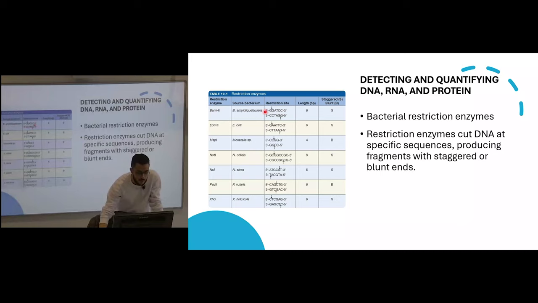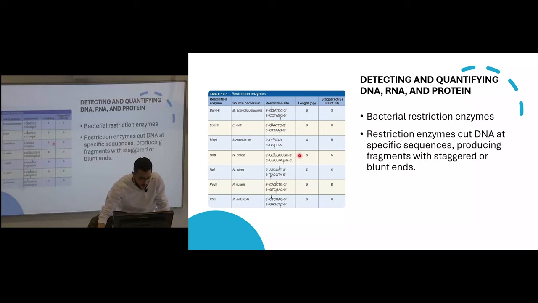And when it finds it, it will cut at these specific locations. So between the first G and the second G, and it will create these staggered ends. So they're kind of L-shaped, right? And the difference between that and the blunt ends is that blunt ends just cut right in the middle, so you have basically no overhangs, okay? This is the only thing that you need to know.